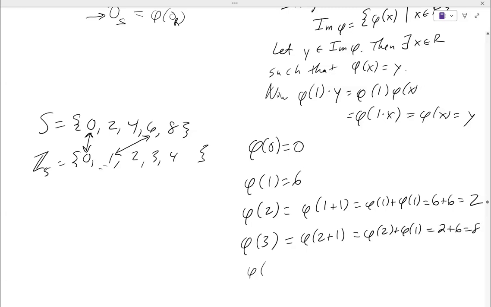The last one better be, what if it's going to work? Better be 4, right? Because it has to be 1 to 1, right? I can't get a different answer. It better be 4 if it's going to work. And it's equal to 8 plus 6, which is 4.